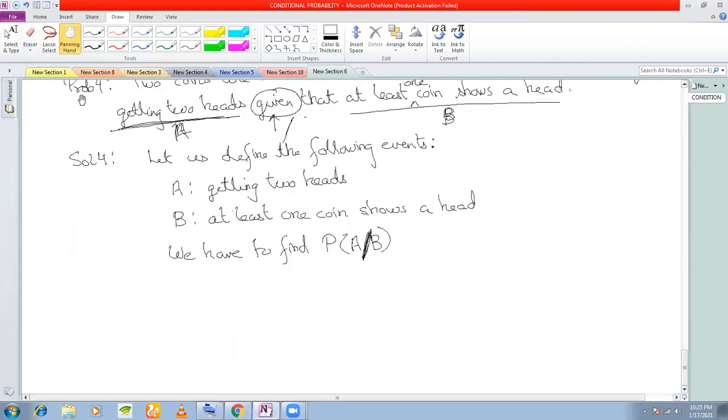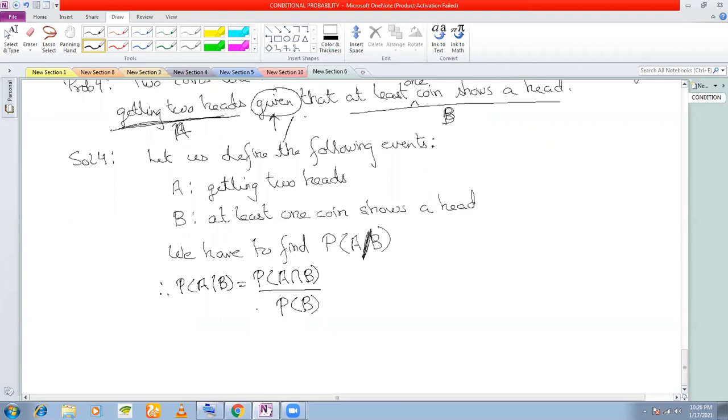Now let us write the formula for P(A/B). P(A/B) is equal to P(A intersection B) divided by P(B). This is what we know from the formula of conditional probability. That means in order to find P(A/B), we have to find P(A intersection B) and we have to find P(B). Is it clear or not?